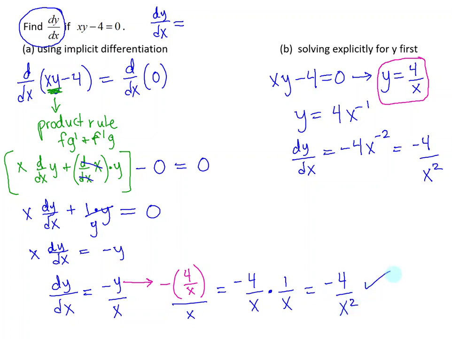So you see, both of these derivatives are the same as each other. It's just they were in different forms. Both of them are acceptable as final answers. This is a valid answer for dy dx, and this is a valid answer for dy dx. Sometimes we're able to solve explicitly for y first, sometimes we are not, in which case it's important to know how to use implicit differentiation.